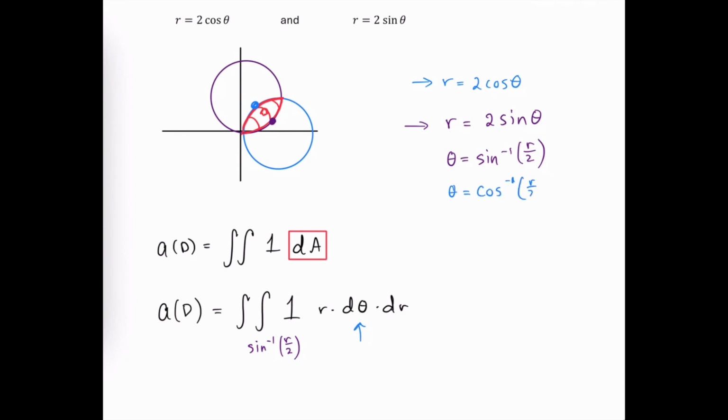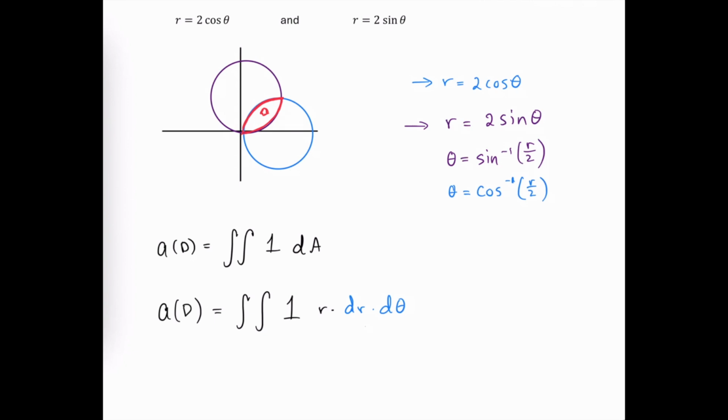cosine inverse of r over 2. And this is where I want to go back and consider integrating with respect to r first, because having these inverse trig functions in the limits of integration means that I'm going to be dealing with them in the second iteration, and I'm not sure that I want to proceed this way. So let's take another look at integrating with respect to r first to see if that's possible.